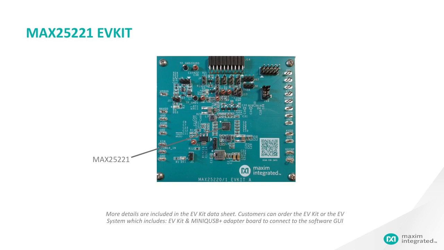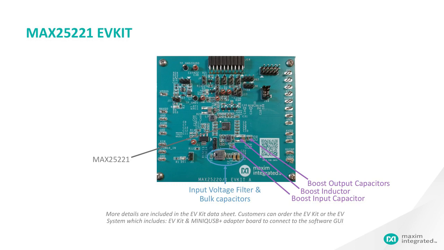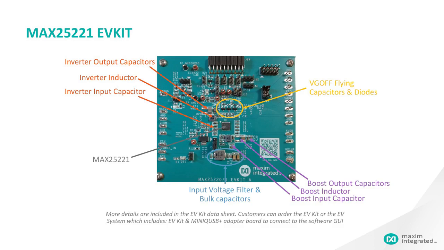This is the MAX25221 evaluation kit. This is the most important part. Input voltage filter and bulk capacitors. Boost input capacitors. Boost inductor. Boost output capacitor. Inverter input capacitor. Inverter inductor. Inverter output capacitors. VG on flying capacitor and external diode, and also VG off flying capacitor. This is the connector to the Mini-Q USB.